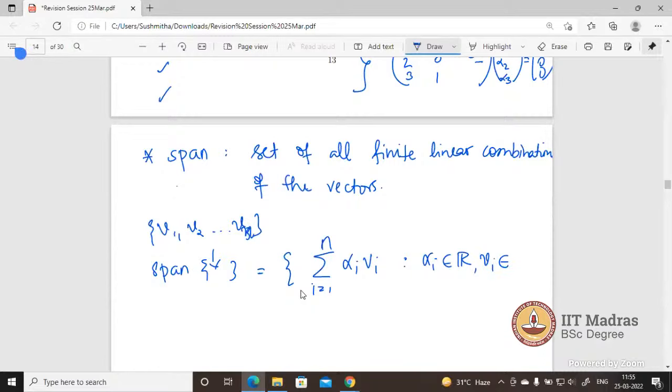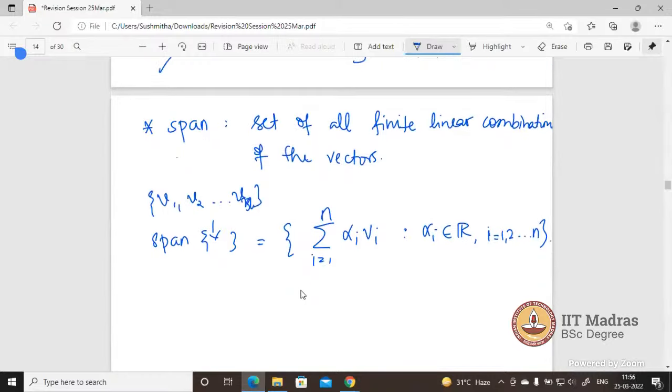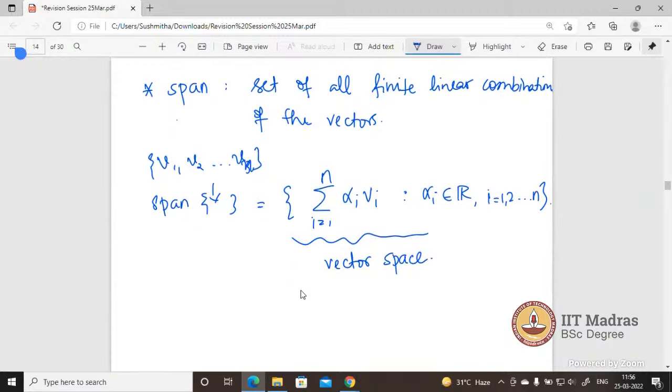I belongs to this set. This is the span of this set, right? And do you agree that this is a vector space always? Yes. So the span of a set is always a subspace. So, what do you think that span of vectors is always a vector space? Yeah, it's always a subspace.